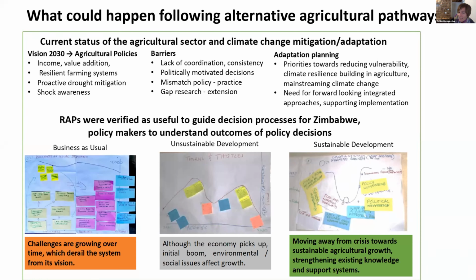And then it was quite refreshing and uplifting to see how people felt after engaging in a sustainable development pathway, where we move away from the crisis through this sustainable agricultural growth pathway by strengthening the knowledge that we already have and supporting the systems that already exist, but making them sustainable. And we believe that this type of sensing exercise is really critical when we work with stakeholders to motivate and to gain this momentum on where we should be going and what we should be doing. Next.